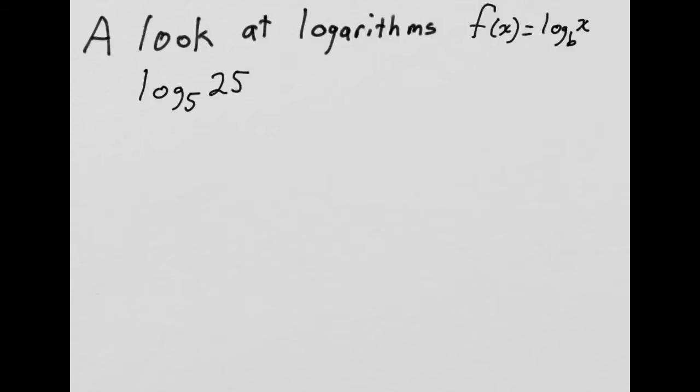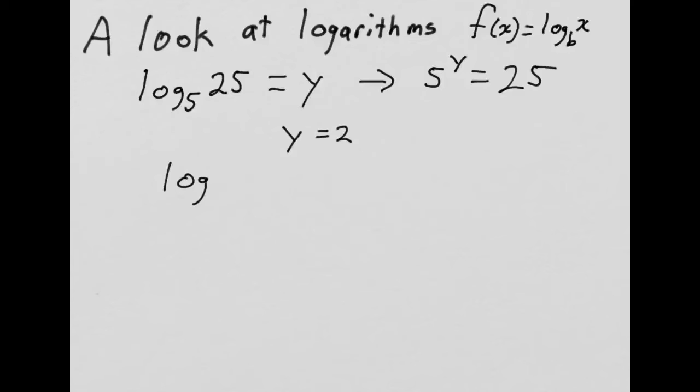And I think it's easier if we just put a y in here, say that equals y, and then I rewrite it in terms of an exponential, which is 5 to some power y is equal to 25. And then we're going to just look at that and say, what is y going to be? What power can I raise 5 to get 25? And so my y value is equal to 2. And then I can write log base 5 of 25 is equal to 2.